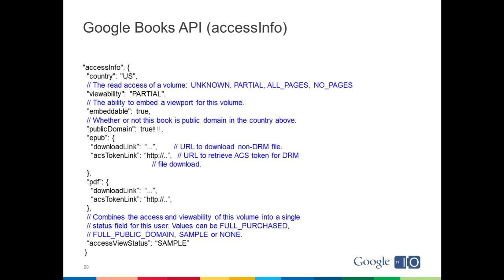And access information, so this tells you for the country, again, we're only in the US right now, for the EPUB, PDF downloads, as well as if it's a sample or otherwise, if it's embeddable, public domain.